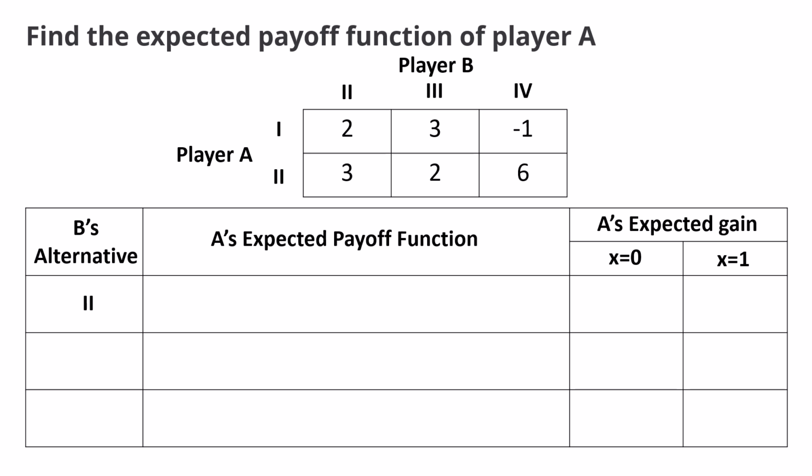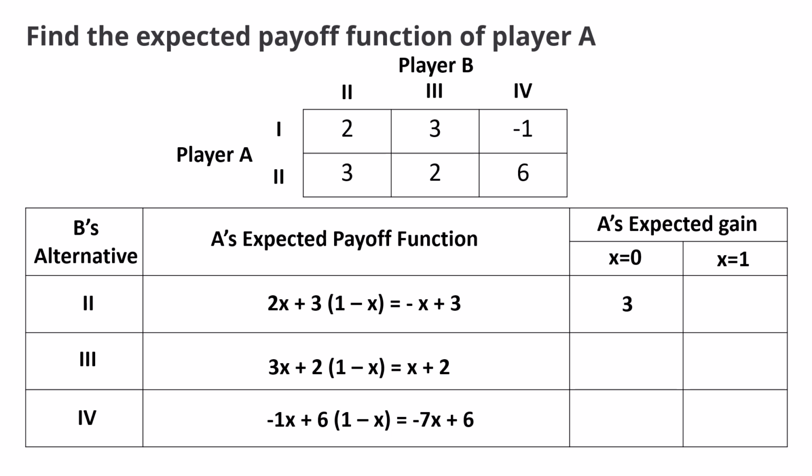So the expected payoff function will be 2 into x plus 3 into 1 minus x, that is equal to minus x plus 3. So here 2x plus 3 minus 3x, so minus x plus 3, and the expected gain of A at x is equal to 0, the function value will become 3, and if x is equal to 1, the function value will become 2.